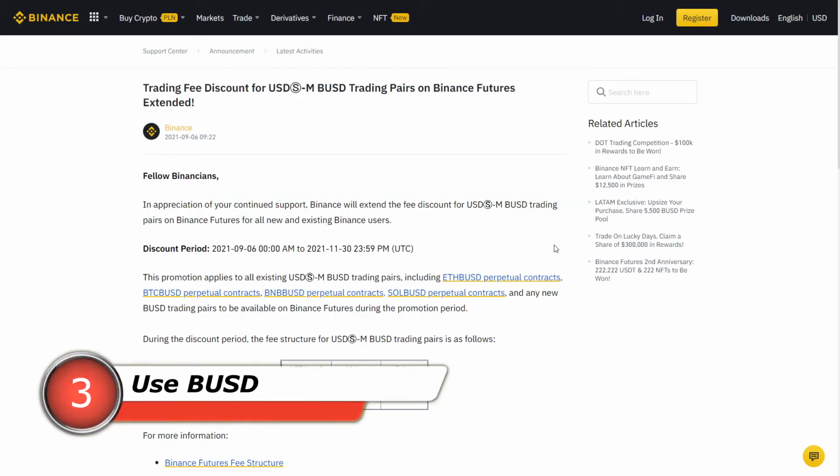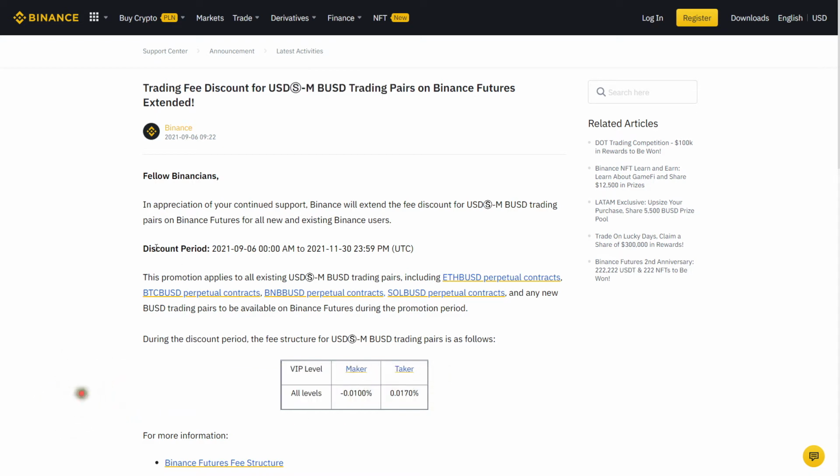Number 3, use BUSD instead of USDT. Binance is having a promo until the end of November with incredible trading fees on the BUSD markets. With maker orders, you even make money instead of paying fees, and taker orders are also much cheaper than usual.